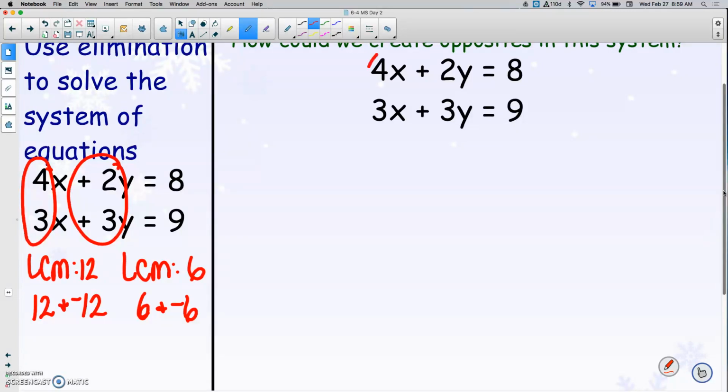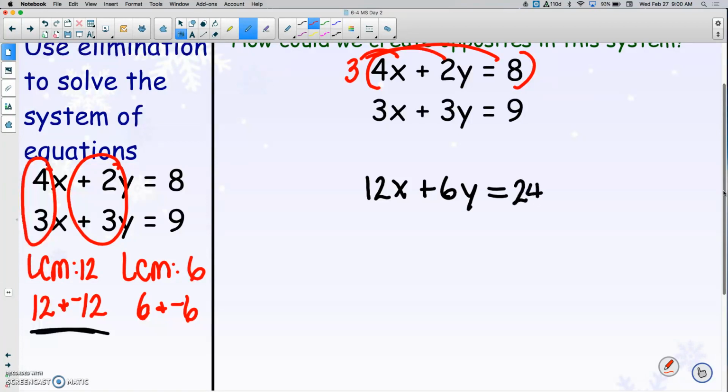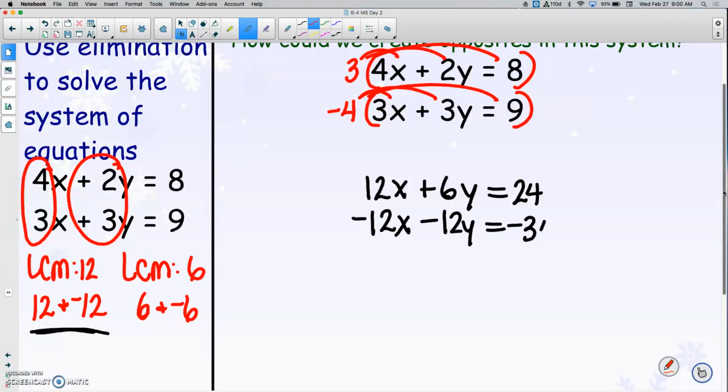So the first equation, I'm going to eliminate my x's. So I'm going to go with the 12 and -12. So if I multiply by 3 on the entire equation, I will get 12x plus 6y equals 24. Then on the second equation, I need negative 12 for my coefficient, so I need to multiply by negative 4 this time. Make sure that you're creating opposites. So one has to be positive and one negative after you multiply. So this one would give me negative 12x, negative 12y, and negative 36.